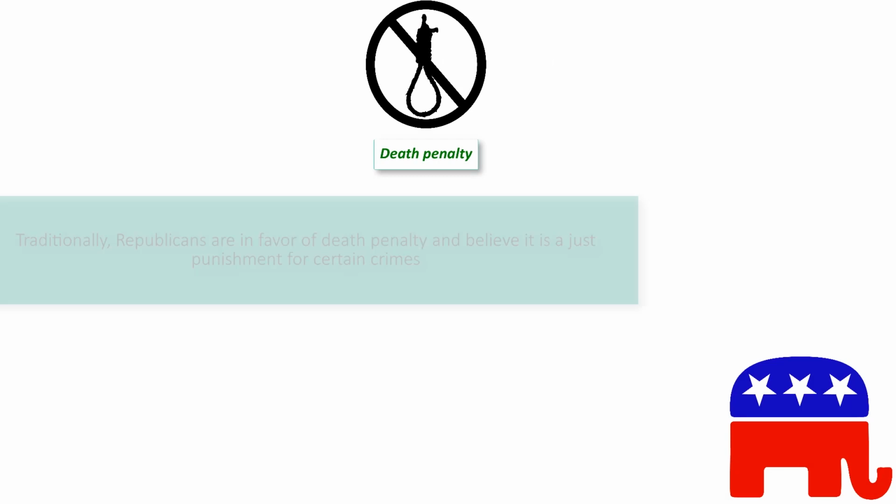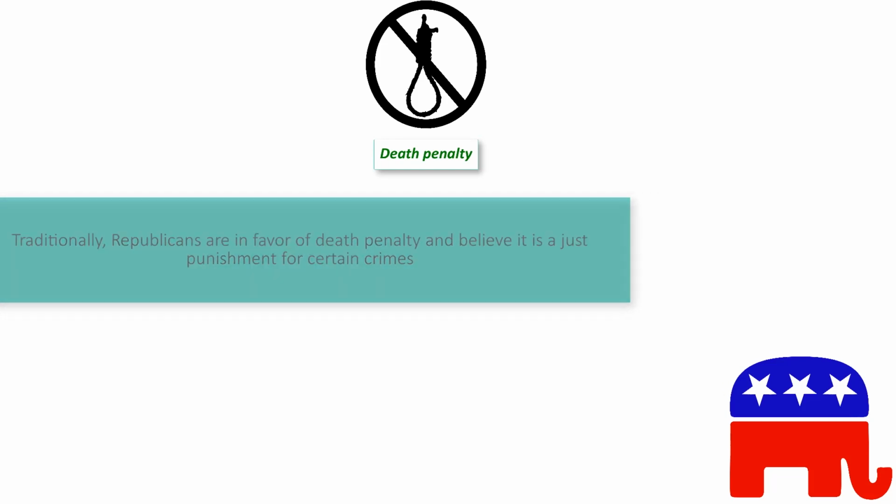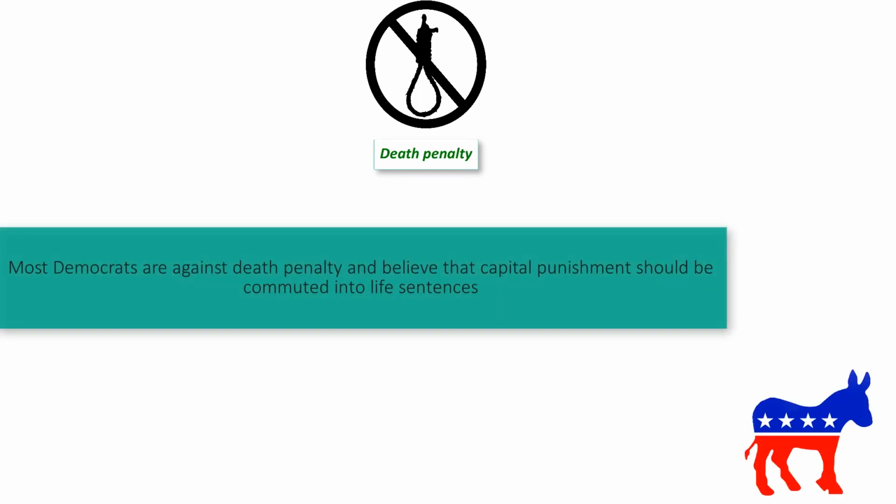Death penalty. Traditionally, Republicans are in favor of death penalty and believe it is a just punishment for certain crimes. Most Democrats are against death penalty and believe that capital punishment should be commuted into life sentences.